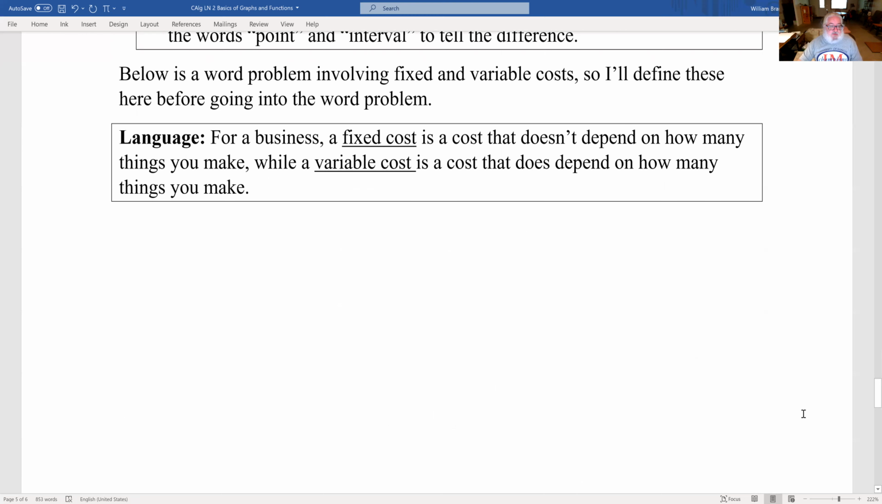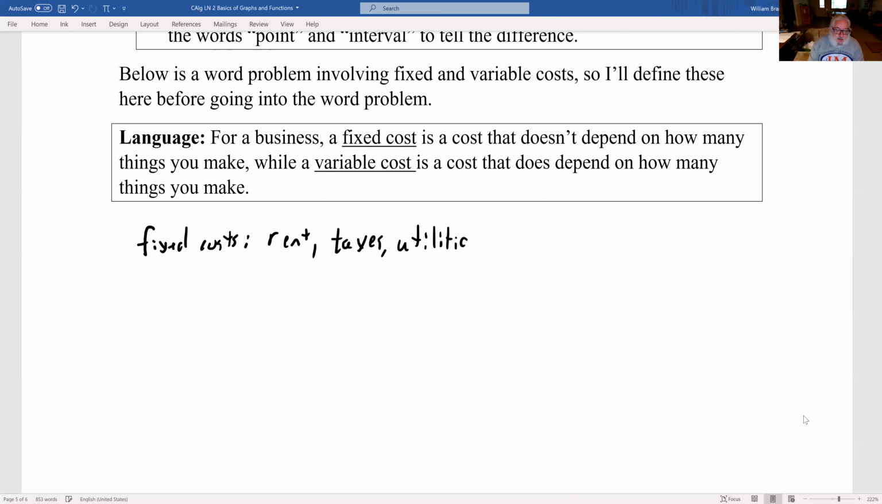And the last thing for this lecture is a word problem involving fixed and variable costs. So we'll define these things. This is a business application. A fixed cost doesn't depend on how many things you make. If you own a factory or store, there's rent, taxes, utilities, Wi-Fi, maintenance. Anything that you have to pay, regardless of whether or not you make anything.